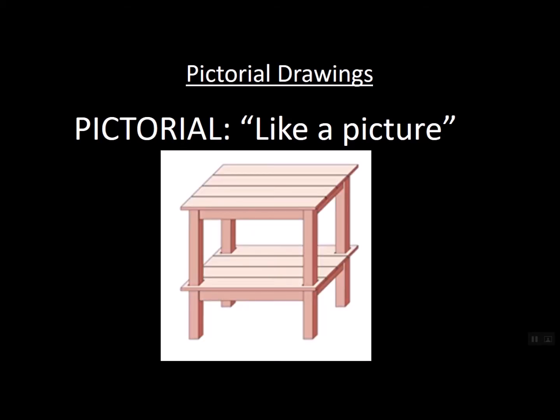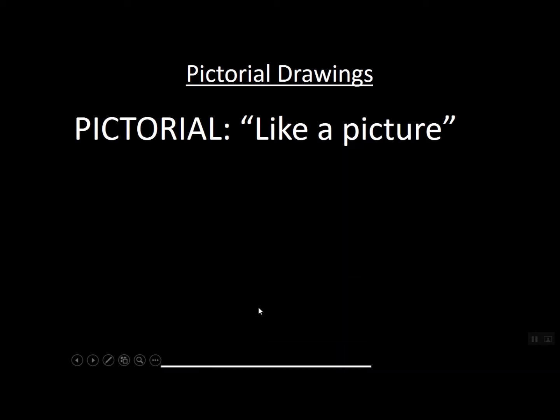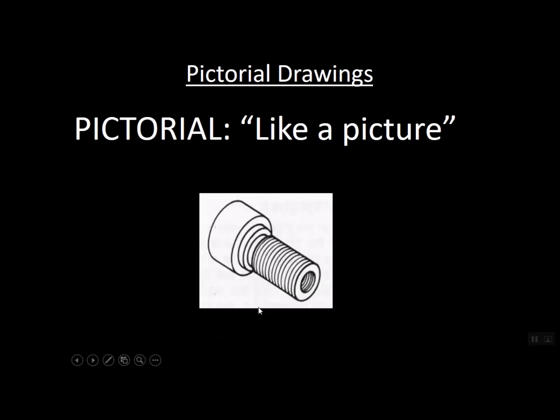Here's another example of a pictorial drawing. This might be a little potting table for a garden, or it might be an island in a kitchen with some butcher block on top. Again, we don't just see the front view. We see the front, we see the top, we even see the right side. We see all three views at once. So that makes that a pictorial view.